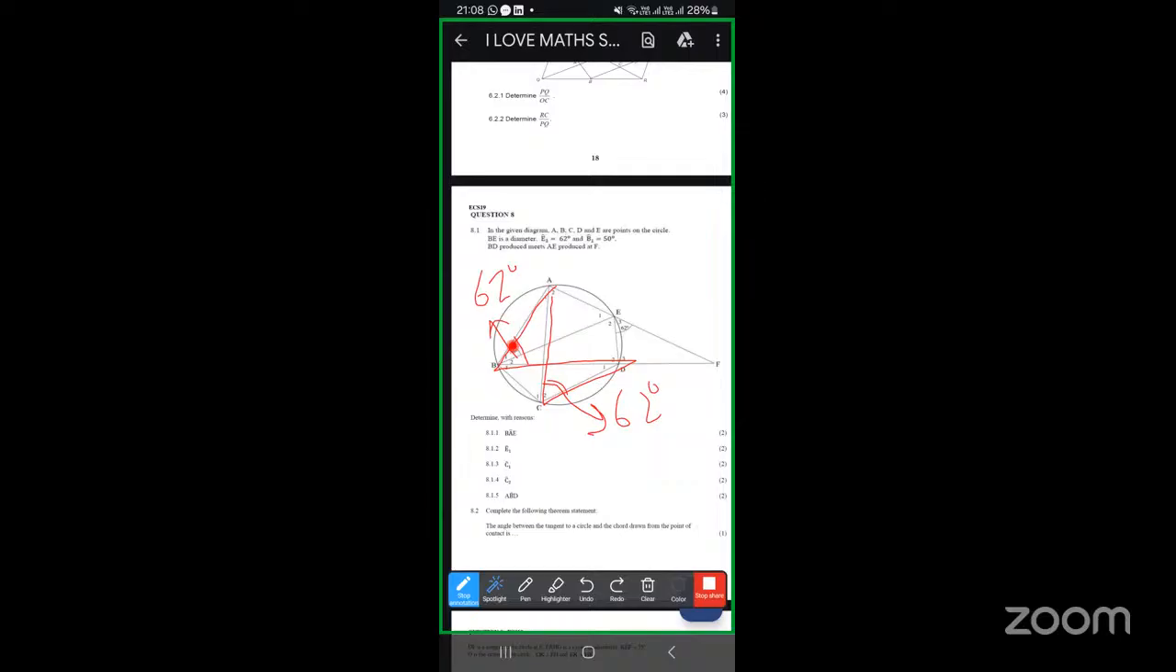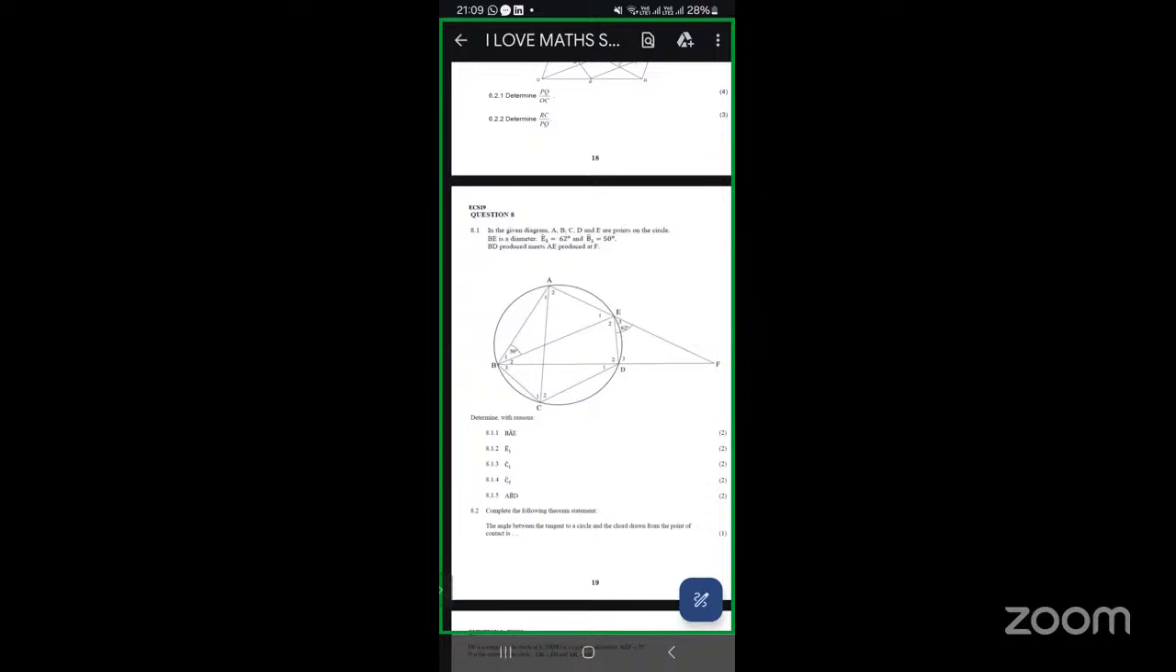Then 8.2 requires you to complete the following theorem statement. The angle between the tangent of a circle and the chord drawn from the point of contact is equal to what? Sorry? What? Were you responding to the question? So 8.2 is for you guys. You can just go look at it from the textbook. It just says the tangent chord theorem.